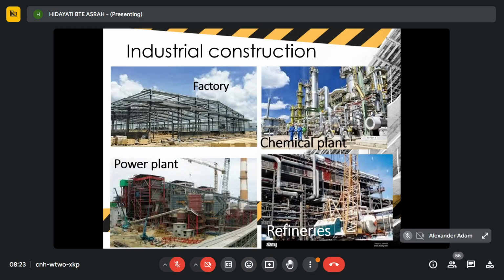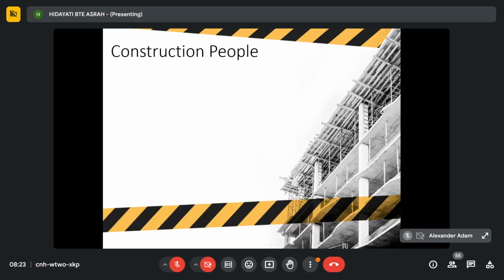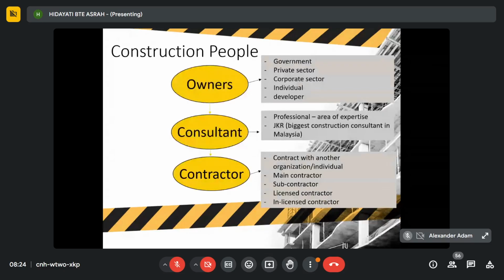So, construction people is a team which is involved in the construction. Normally, the people involved in construction are the owner or client, the consultant, and the last one is the contractor. So basically there are three types of people involved in the construction: owner or client, consultant, and contractor.